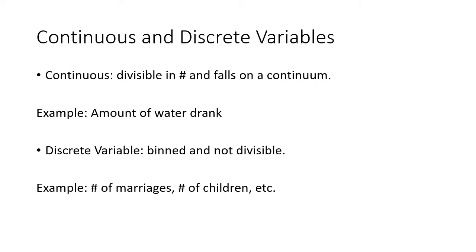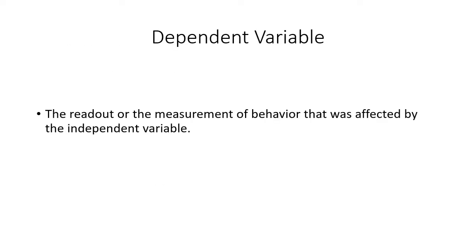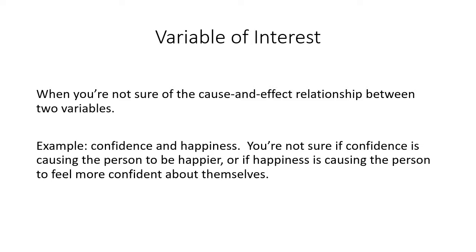All right, so that's the difference between discrete and continuous variable. Now let's take a look at dependent variable. The dependent variable is the readout, or if you want to think about it, it's the outcome. It's the outcome or the measurement of the behavior that is affected by the independent variable. So it's the outcome that you're interested in knowing.